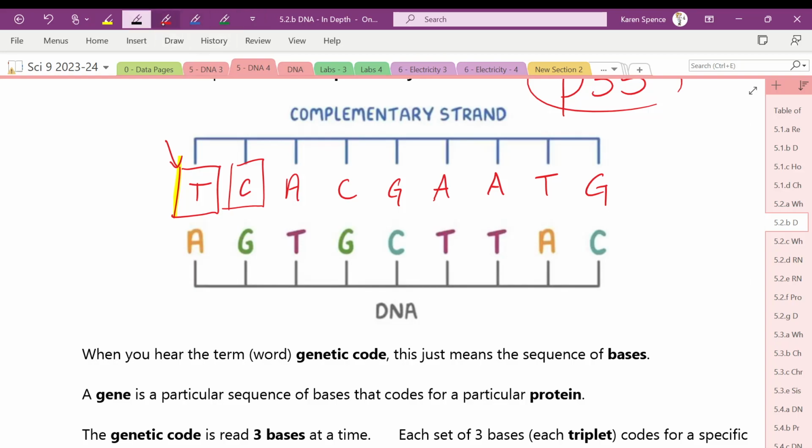I would like you to tell your partner what you think the word genetic code means, because that is a vocab word right there. Genetic code. What is the genetic code?